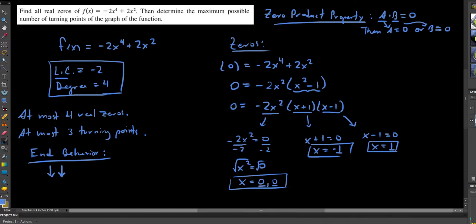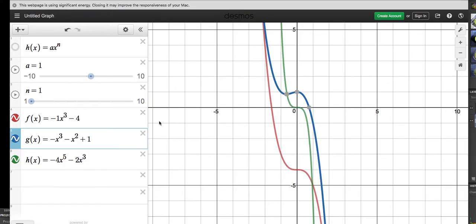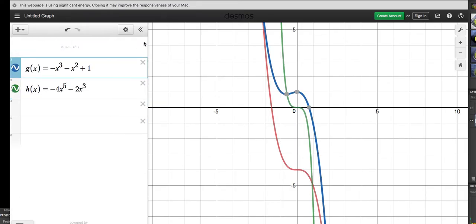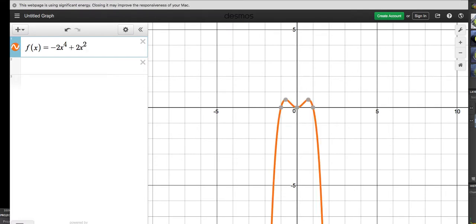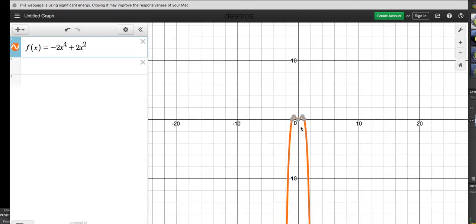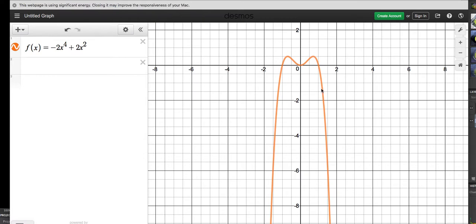And so the last thing I want to do is go look. We're going to graph this in Desmos: -2x to the 4th plus 2x squared. Let me get all this out of the way. So we're going to say f of x equals -2x to the 4th plus 2x squared. Some things I see: first things first, I can tell that the left-hand side and the right-hand side have the same behaviors. They both fall. And our right-hand side had to decrease because of our negative leading coefficient.